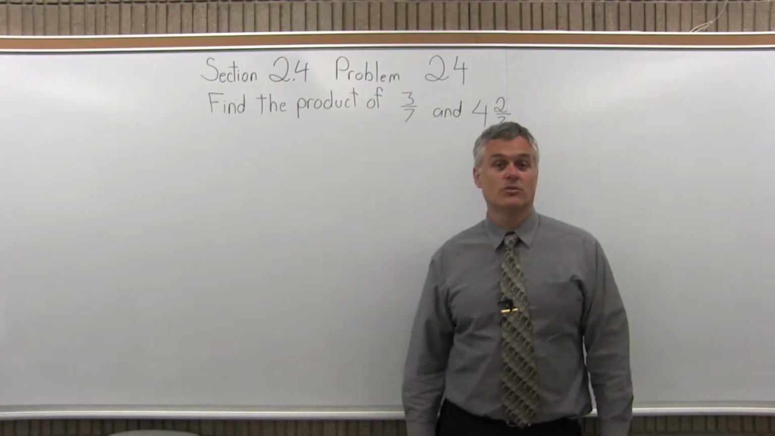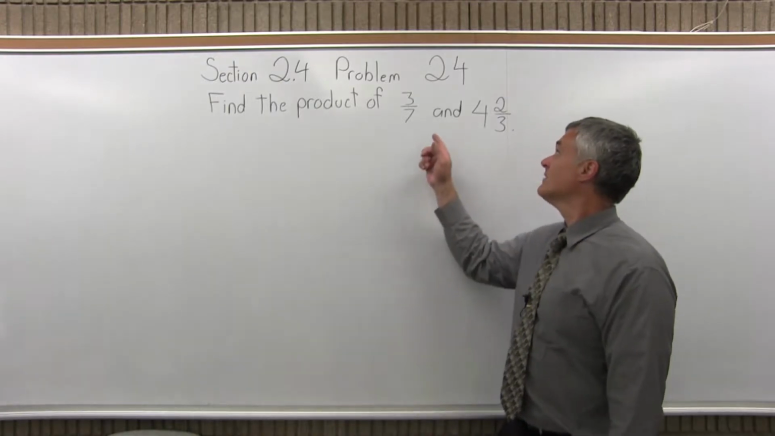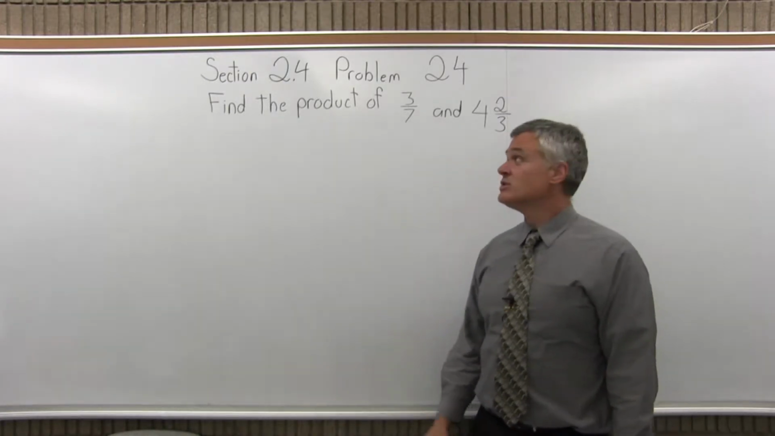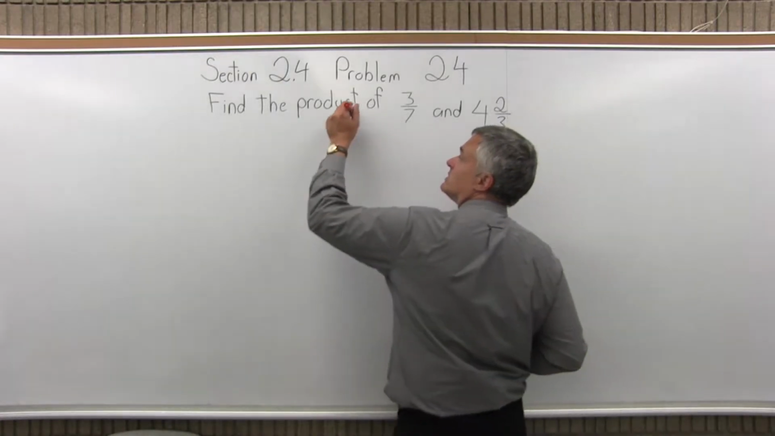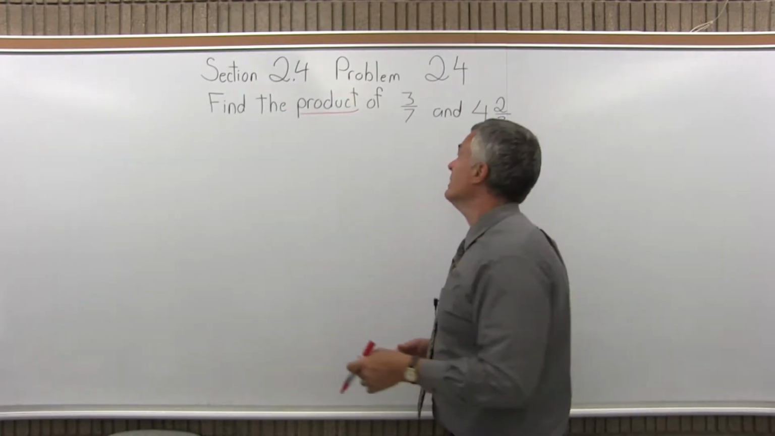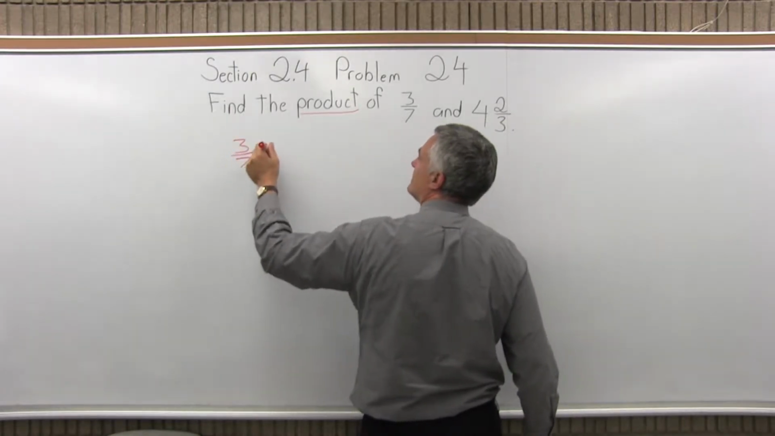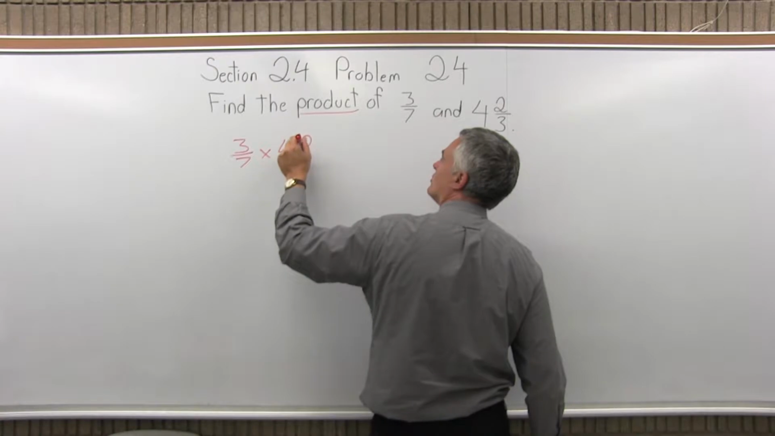This is Section 2.4, Problem 24. It says find the product of 3/7 and 4 2/3. So when a word problem uses the term product, what it means is multiply. Product is multiply. So I want to multiply 3/7 times 4 2/3.